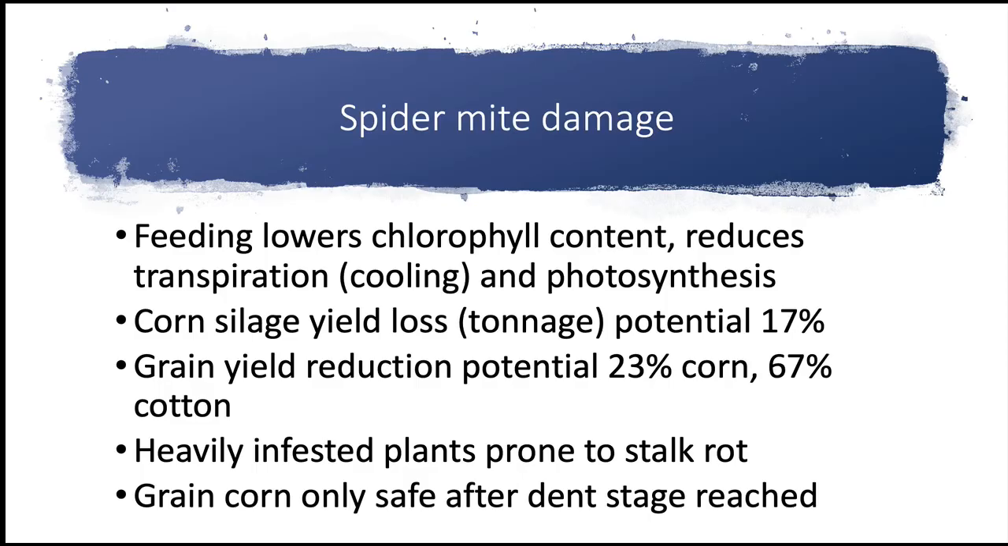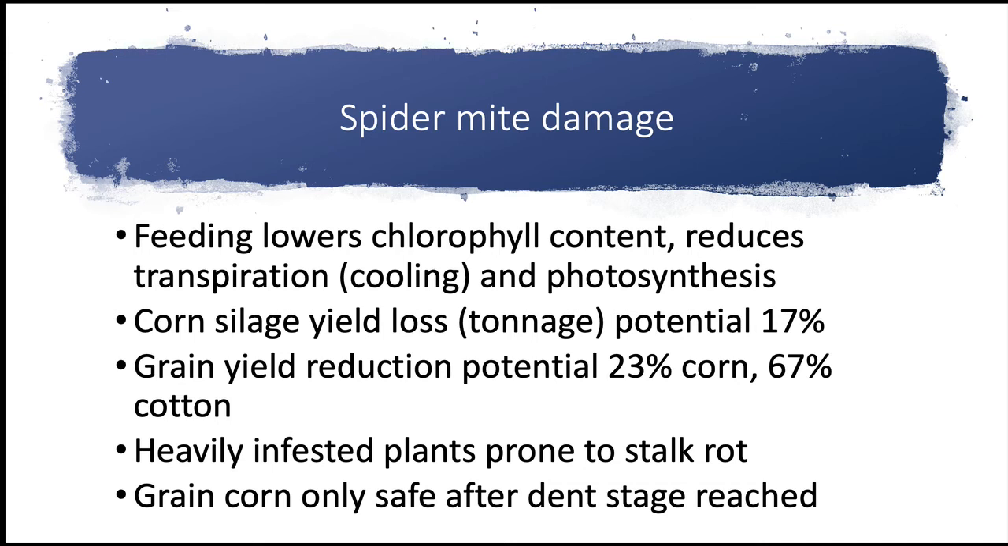Again, the spider mites cause damage to the lower part of the plant as they're feeding. As they feed, they have two little styluses that puncture each individual cell. And as the populations build up, they can kill and cause quite a bit of damage. The feeding lowers the chlorophyll content, which reduces the transpiration and cooling and also affects photosynthesis. So you don't get the growth and the buildup of the yield within the plant.